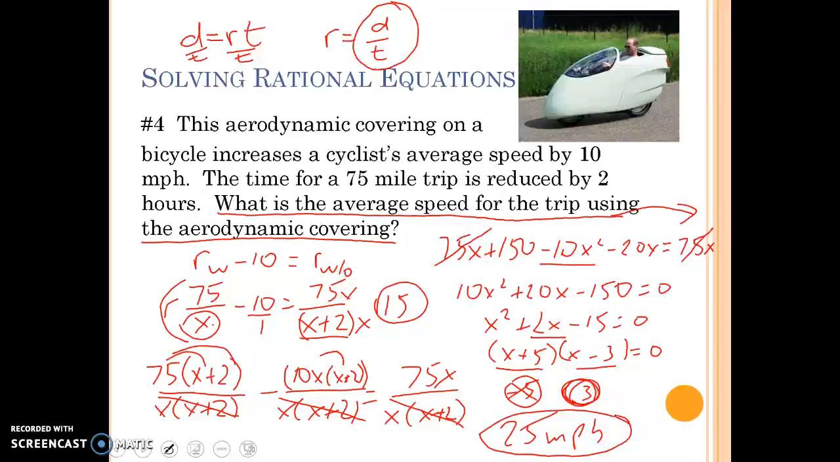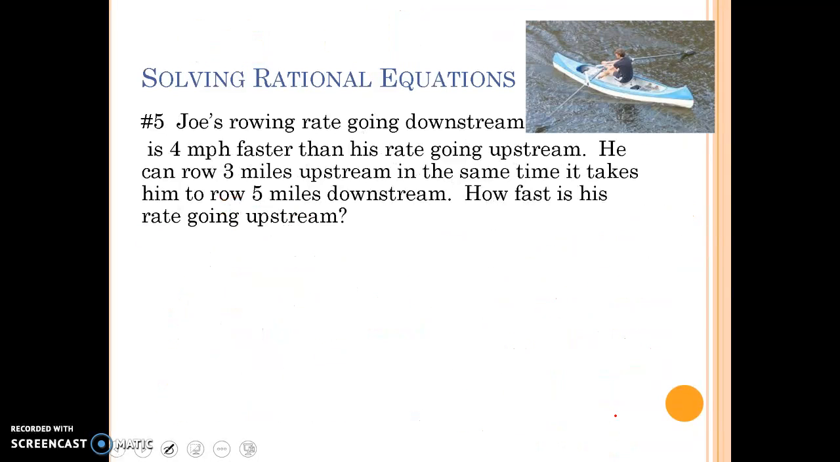So let's go ahead and do another example here. Example number 5. Joe is rowing at a rate downstream that is 4 miles per hour faster than his rate going upstream. Again, we're going to use this relationship. The rate is equal to the distance divided by the time. And we have his rate going upstream, and we have his rate going downstream. And how are they related to each other? Well, his rate going downstream is 4 miles per hour faster. So I'm going to subtract 4 from that so that they're equal to each other.